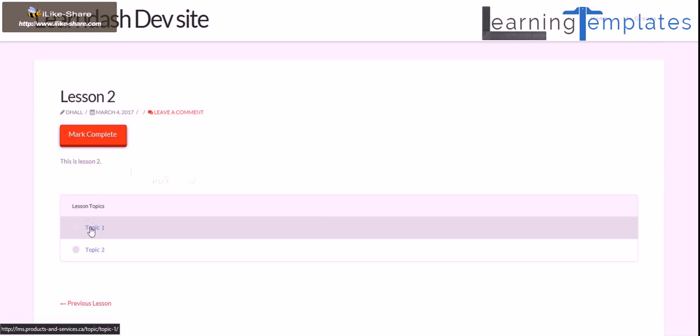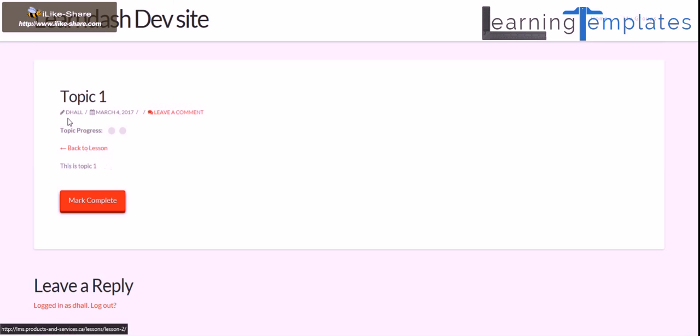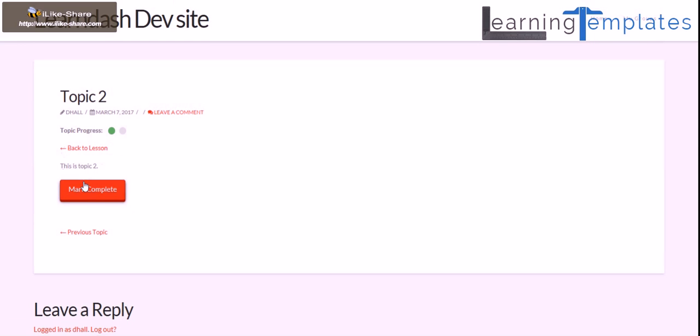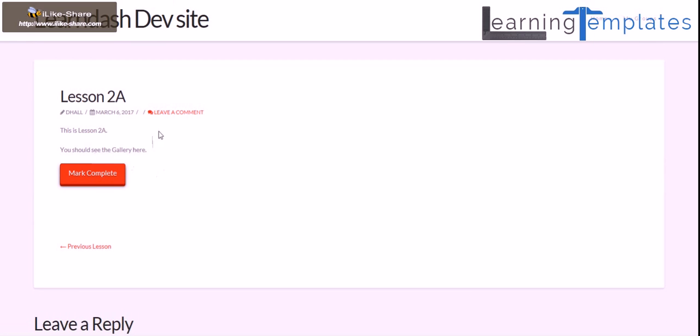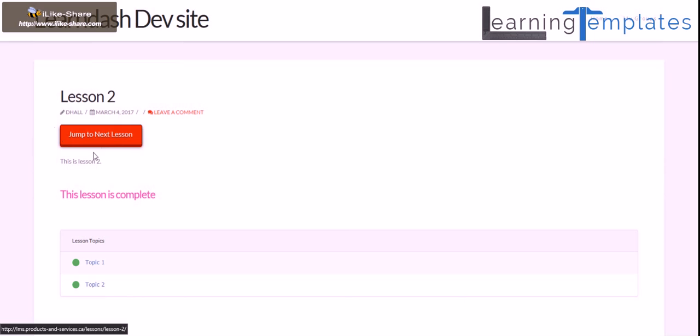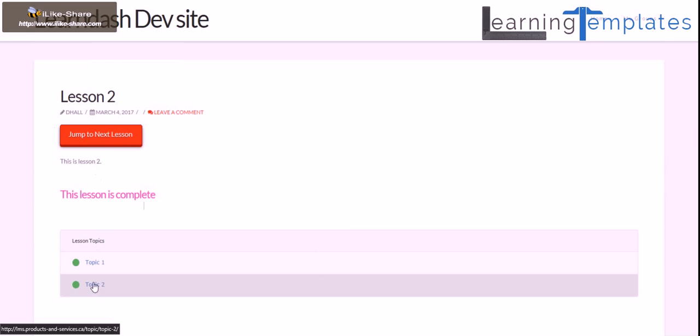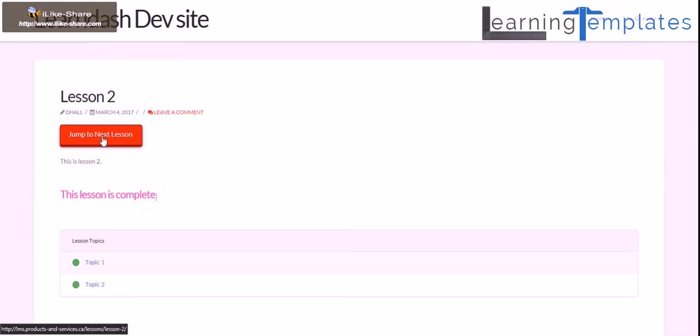So now I have 2 topics in lesson 2, so I'll mark the lesson content complete, and it'll jump into topic 1. I'll mark topic 1 complete, it jumps to topic 2, mark topic 2 complete, and now I can mark the whole lesson complete. So if I were to revisit that, you would see that lesson 2 is complete. But let's just do it this way, and we'll see that because the whole lesson and the topics are complete, it says the lesson is complete, and we jump to the next lesson.